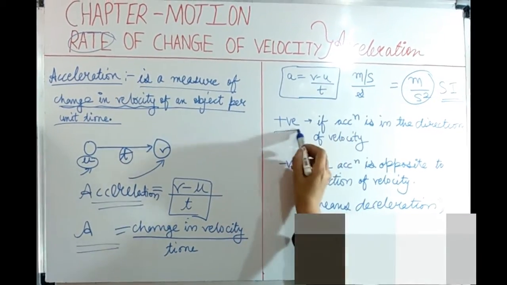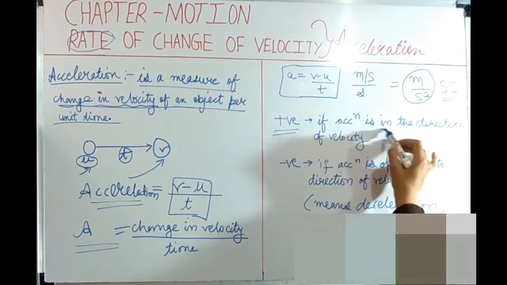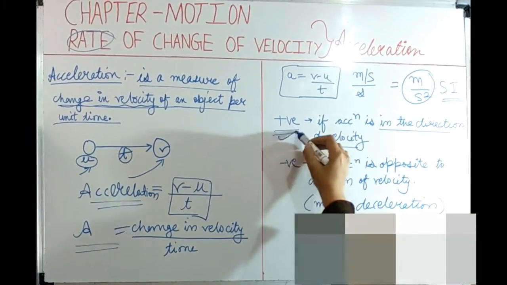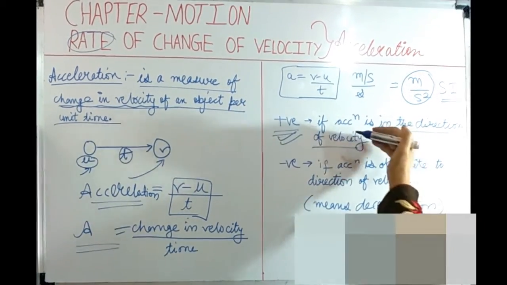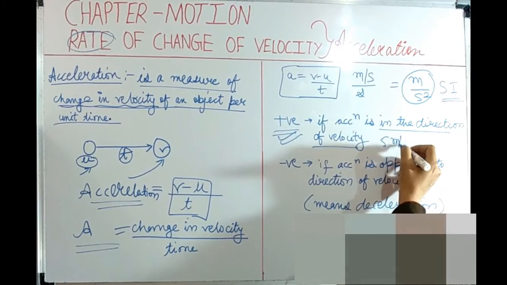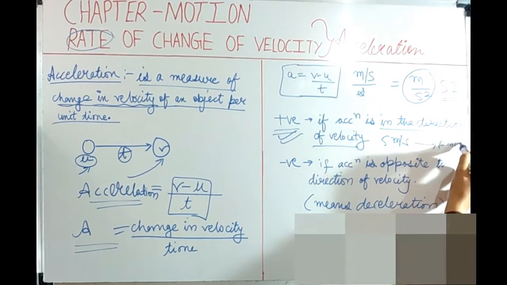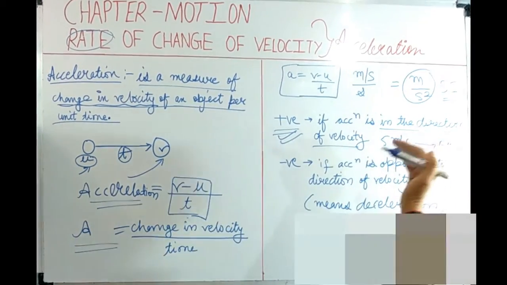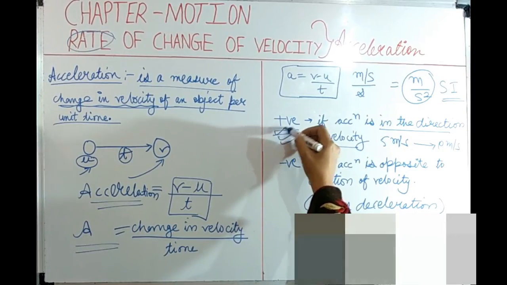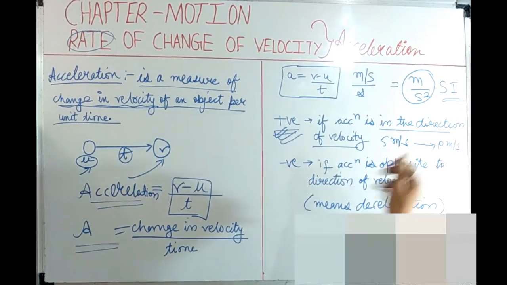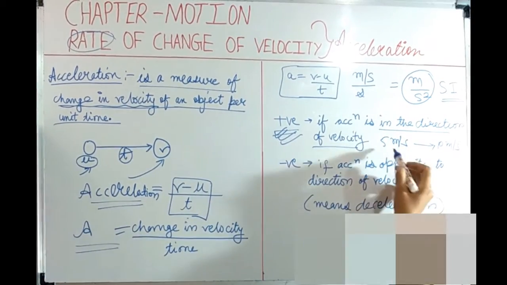Acceleration can be positive if acceleration is in the direction of velocity. In the direction of velocity means we are increasing the velocity. Earlier the velocity is, let's say, 5 meter per second, and when you increase the velocity to, let's say, 10 meter per second, then we say that acceleration is in the direction of velocity, and in that case we will get the positive value of acceleration.